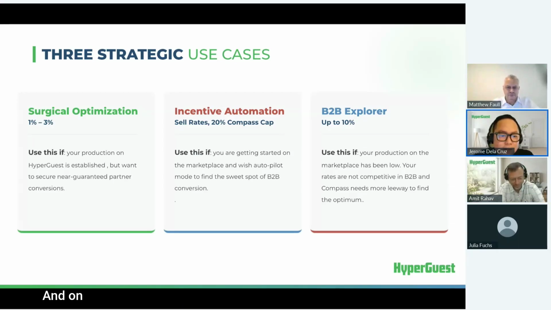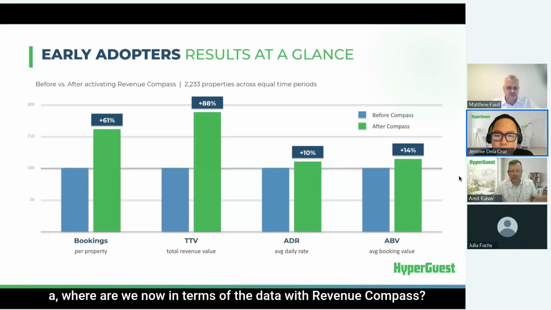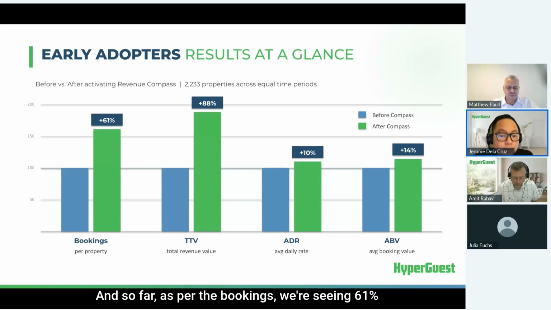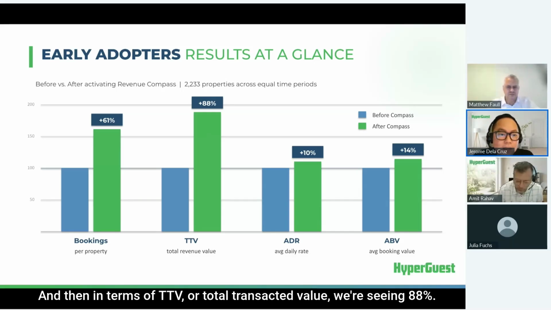Yep, exactly. And on that note, if we go to the next slide, just to give our audience a view of where we are now in terms of the data with Revenue Compass. So far, we already have over 2,000 partners that are enjoying the benefit of Revenue Compass, who are being directed to the right direction by our Compass. And so far, as per the bookings, we're seeing 61% growth before joining the Revenue Compass and after. And then in terms of TTV, or total transacted value, we're seeing 88%.